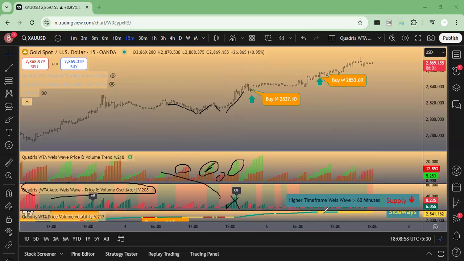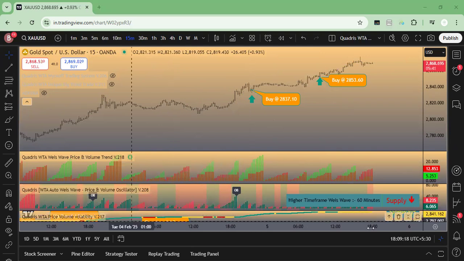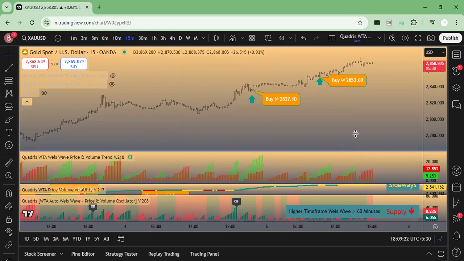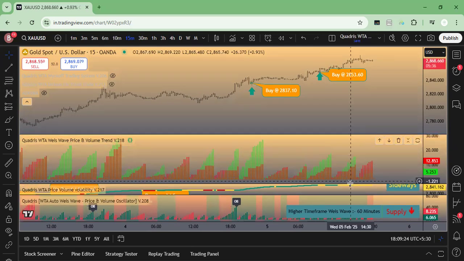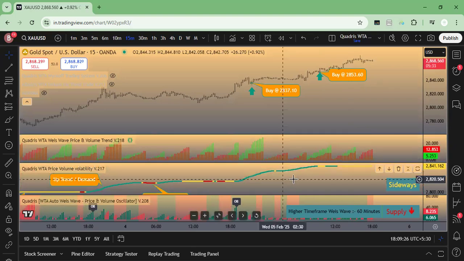This is the advanced version, and I'm going to add some more features into it, which we had in this 208 version, that is the price and volume oscillator. So this gives us a fair idea of how wave and price volume correlation works. Either way, these are the two indicators which I have made, and as I launched this today, by today or tomorrow evening you can access this indicator.